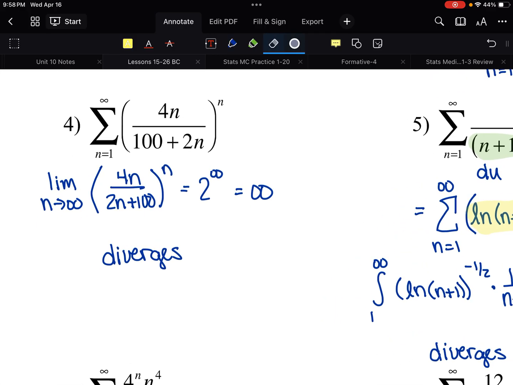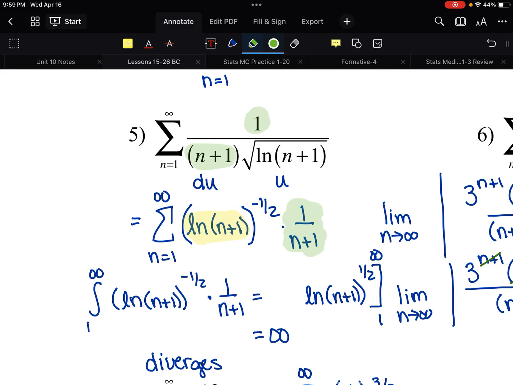So what I notice about this one is that I've got both 4n and 2n, and then the plus 100 is not really relevant because we're really only looking at stuff that has the variable. If I do the limit as n approaches infinity of that, 4n over 2n is essentially 2. And then when you plug in infinity, that would be 2 to the infinity power. That's infinity. That's the nth term test. And the nth term test tells us that if the terms approach 0, it converges. Well, this doesn't. So that's a divergent series.